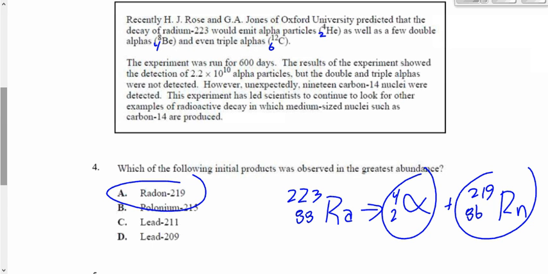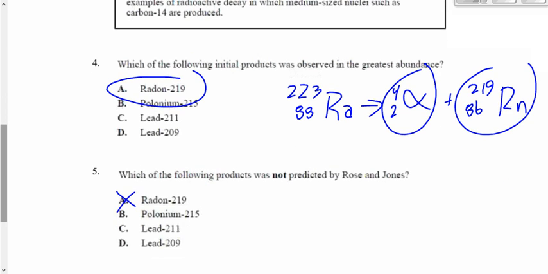Which of the following products was not predicted by Rose and Jones? It's not going to be 219. Okay, that was predicted because if we release alpha particles, then we're going to get radon 219. Well, they also predicted that we would get double alpha particles.